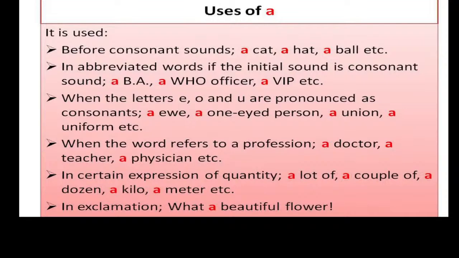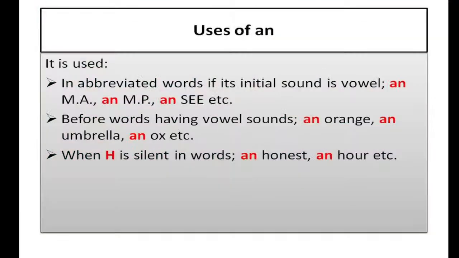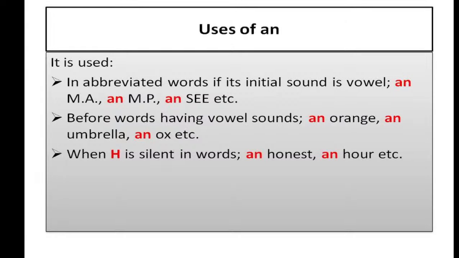Now let's have a look at the uses of an. Next slide. Uses of an: it is used in abbreviated words if its initial sound is what? Vowel. An MA, an MP, an SEE, etc. Before words having vowel sounds: an orange, an umbrella, an ox, etc. And lastly, wherever H is silent, we use an.